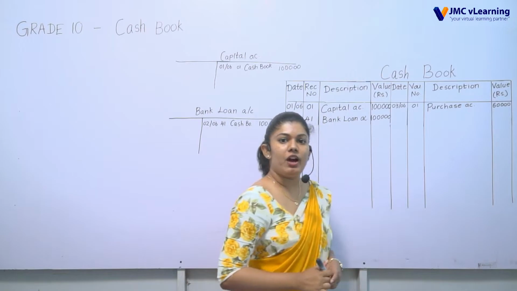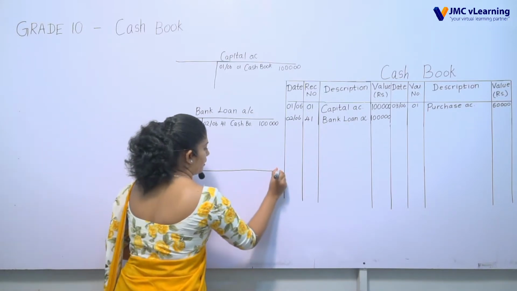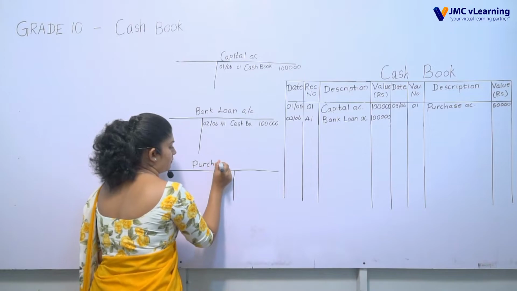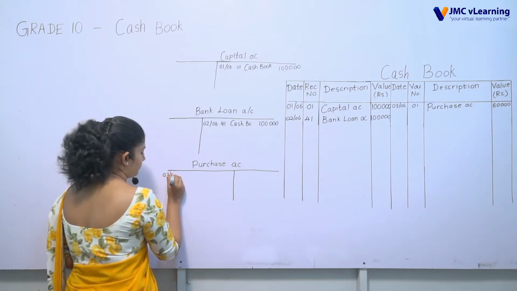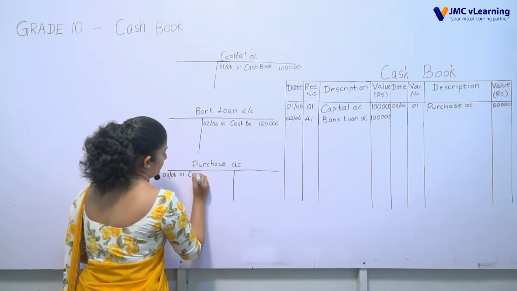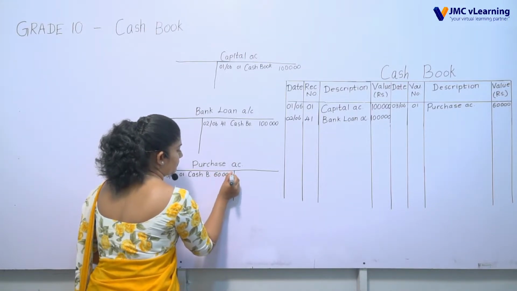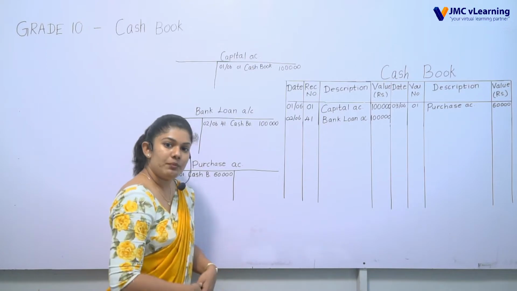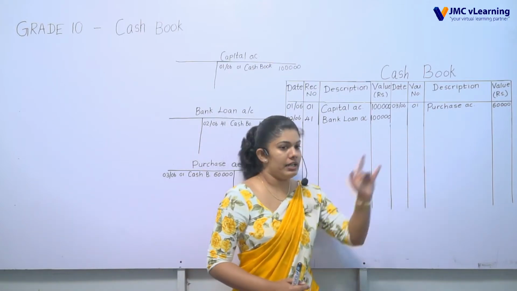We don't have a purchase account. Therefore, we have to open up a purchase account. Here, we are going to open a new account. Purchase account, voucher number 1, cash book, amount 60,000. Purchase is an expense because we receive goods for reselling purposes. Therefore, we consider it as an expense. When expense increases, the balance goes to the debit side. Now you can see the double entry is completed.